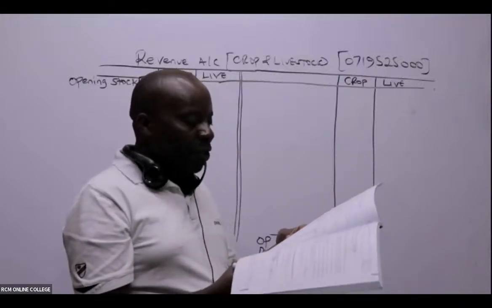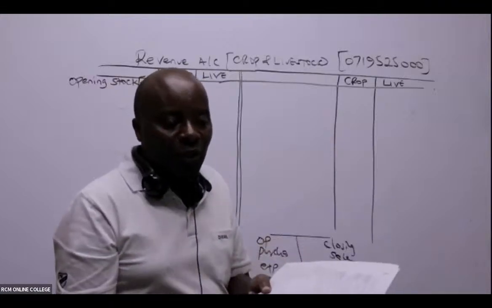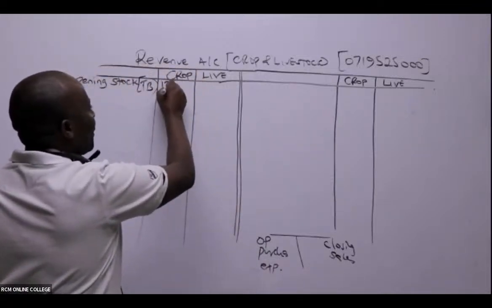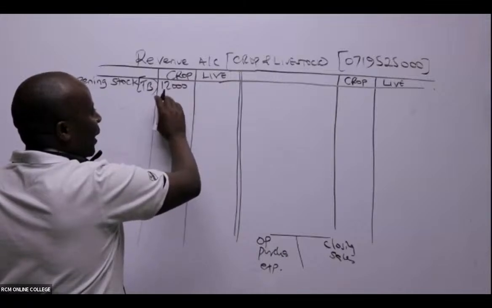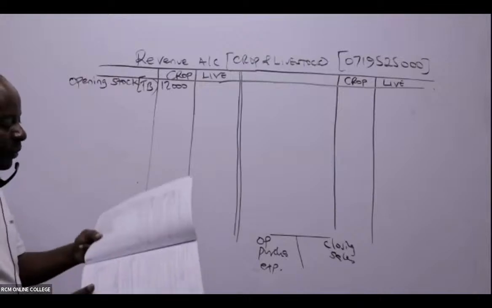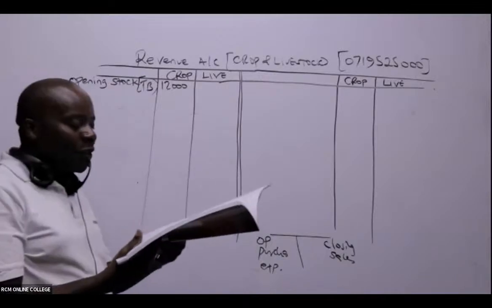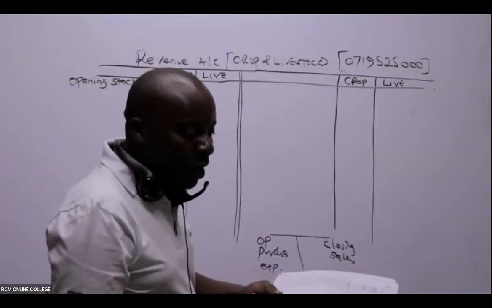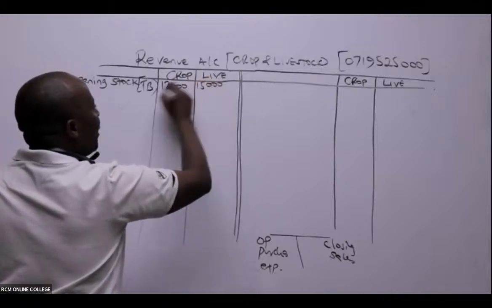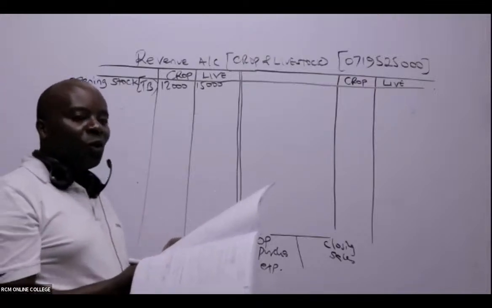So inventories, you can see growing crops, seeds, and fertilizers, 12,000. Of course, that will go to the crops here, 12,000. Fertilizers can't go to the livestock. So, ladies and gentlemen, apart from that, what else do we have? You can see inventories for livestock, 15,000. Opening inventory, because you can see it is on 1st April 2011.